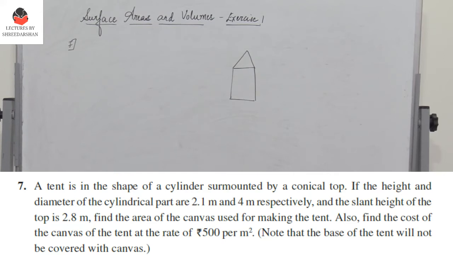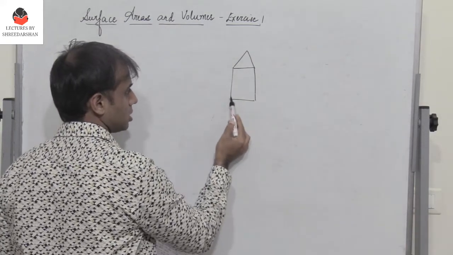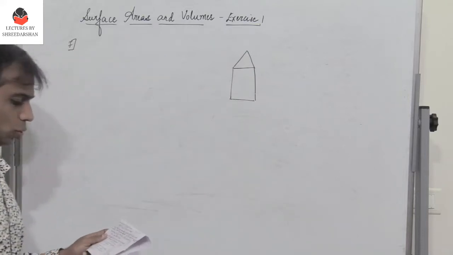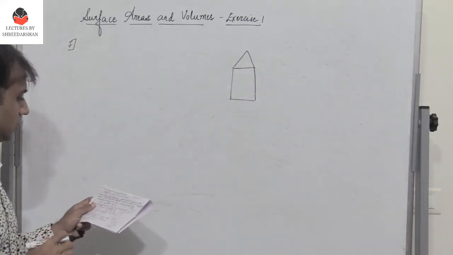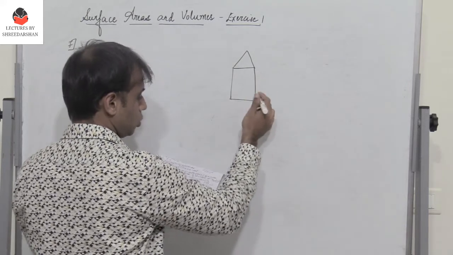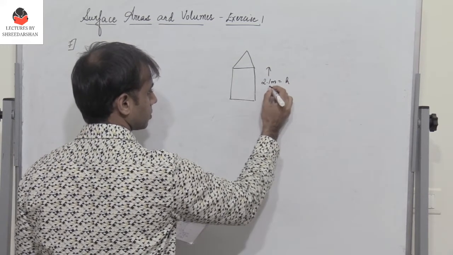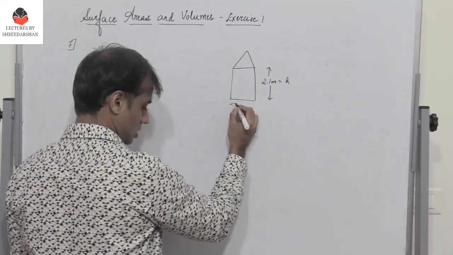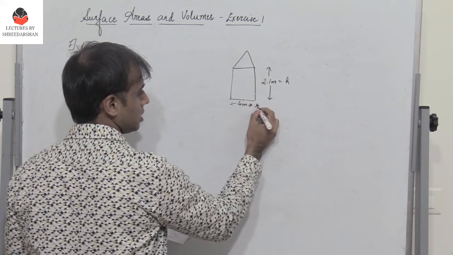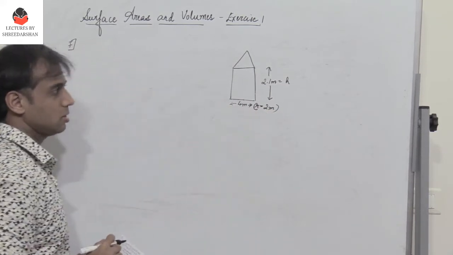So this is a tent. It looks like a cylinder, so this is in the shape of a cylinder, and on top of it we have a cone, right? So what is being given? The cylinder height is 2.1 meters, so this is h, and the diameter is 4 meters. Therefore the radius is 2 meters, since the diameter is 4.